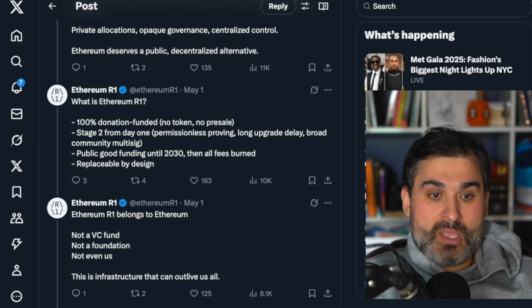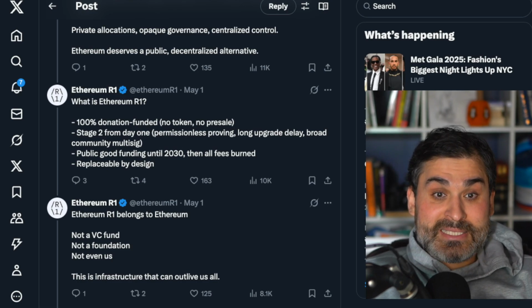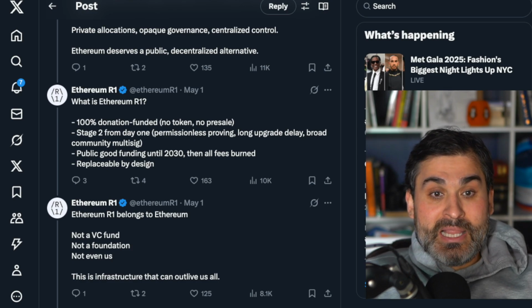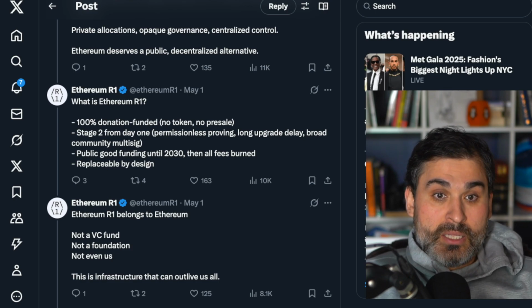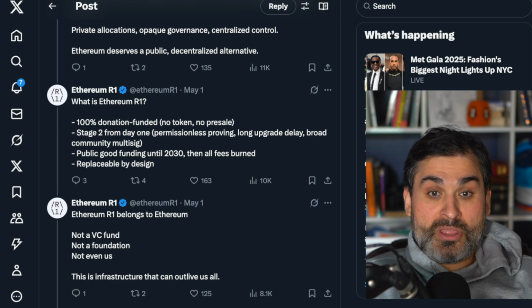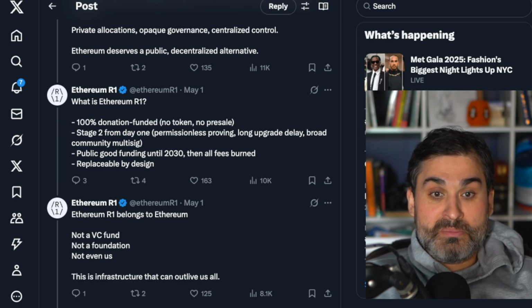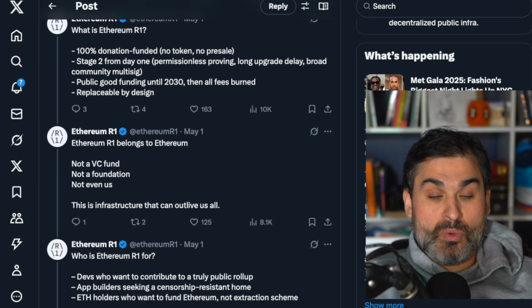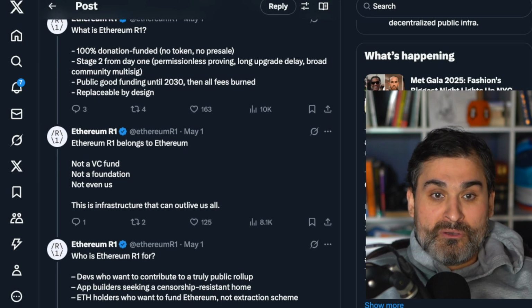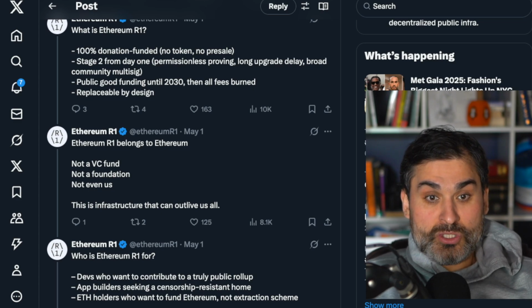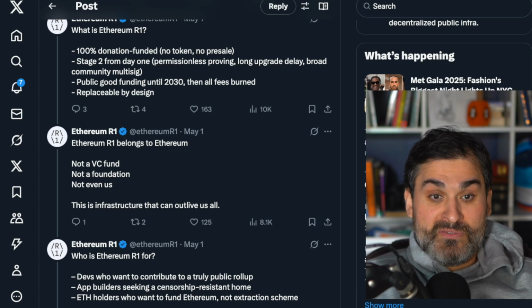They'll also be launching as stage 2 from day 1. So they'll have permissionless proving, long upgrade delay, broad community multisig. There'll be public good funding until 2030, and then all fees will be burned, and they'll be replaceable by design. So they said this R1 will belong to Ethereum, not a VC firm, not a foundation, and the founders, the makers of it, said not even to us. This is infrastructure that can outlive us all.